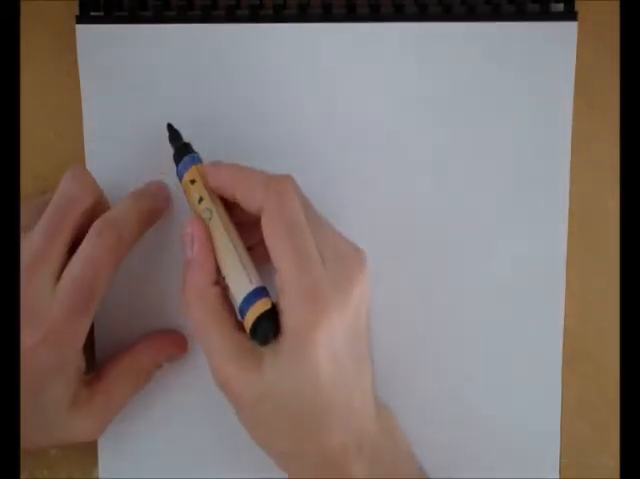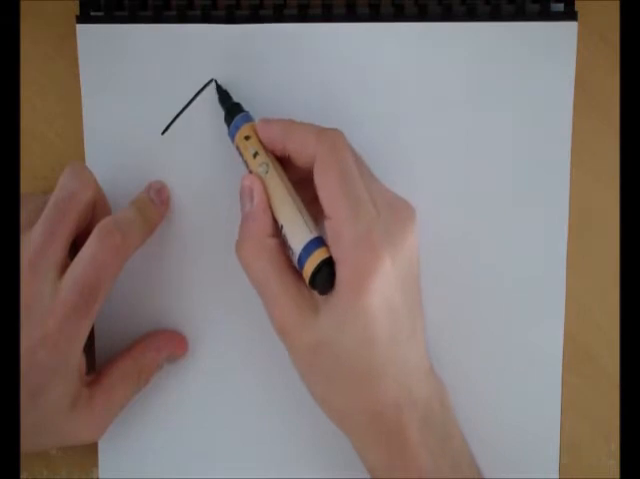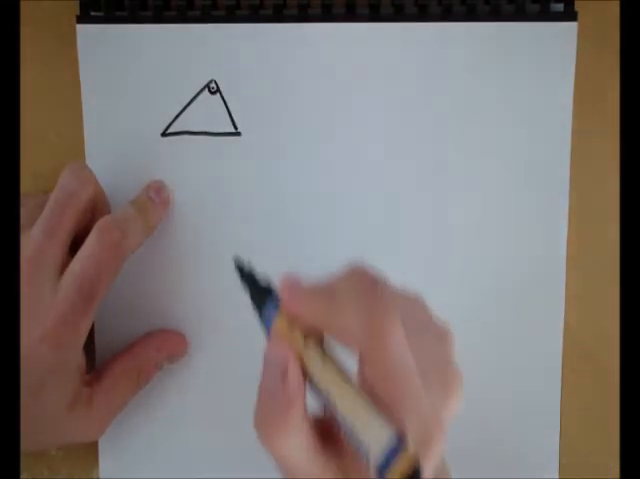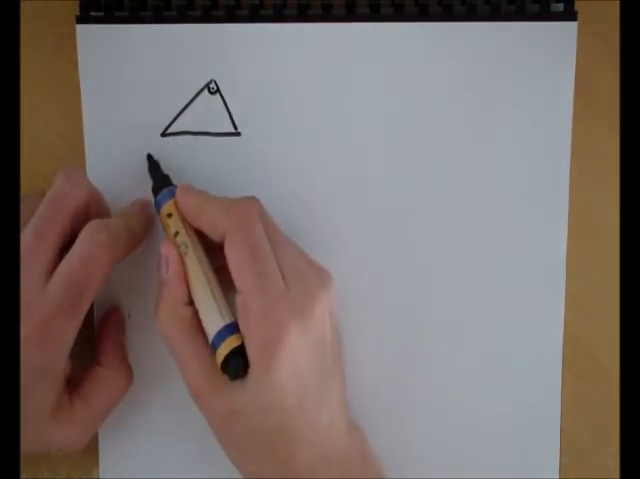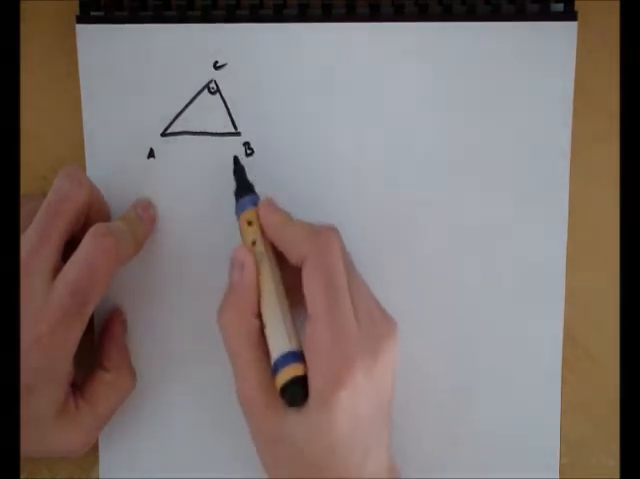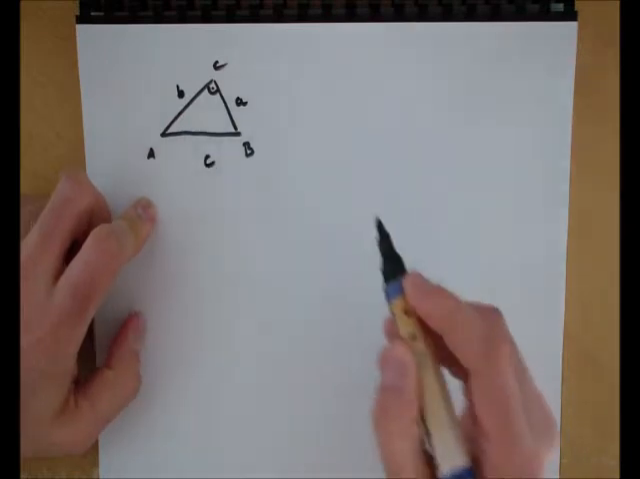What is the Theorem of Pythagoras? I will start off with drawing a triangle. There's something very important about the triangle, that we have a 90-degree angle here. I will give here the sides A, B, C. These are the corners, A, B, and C.